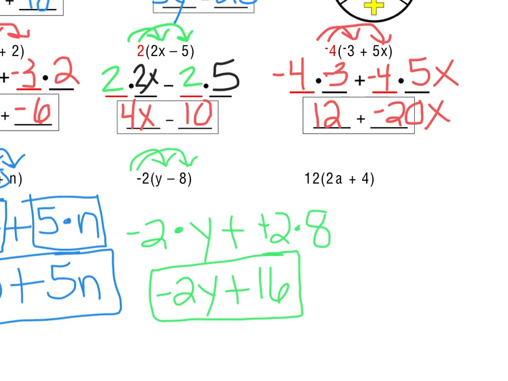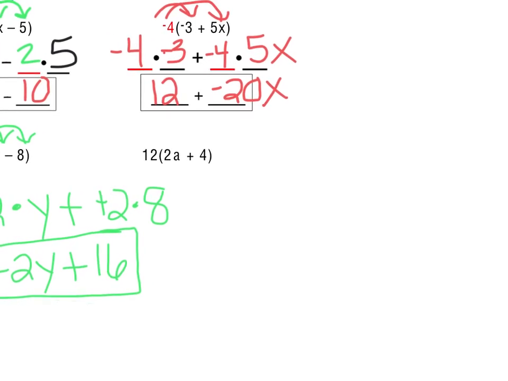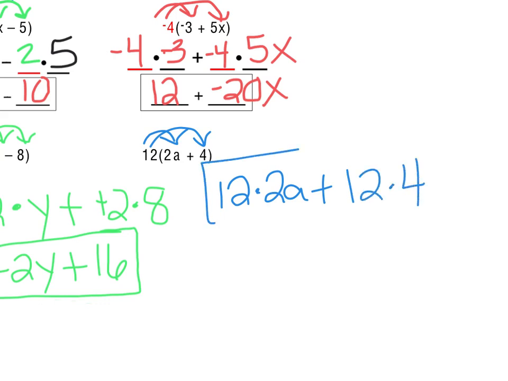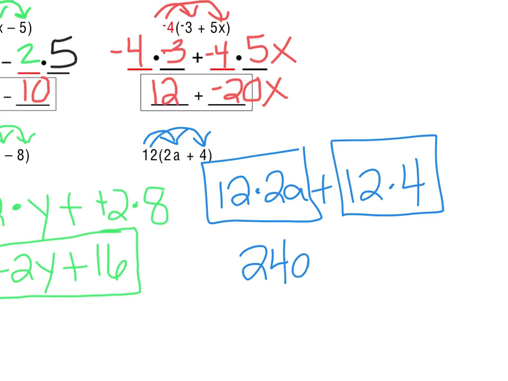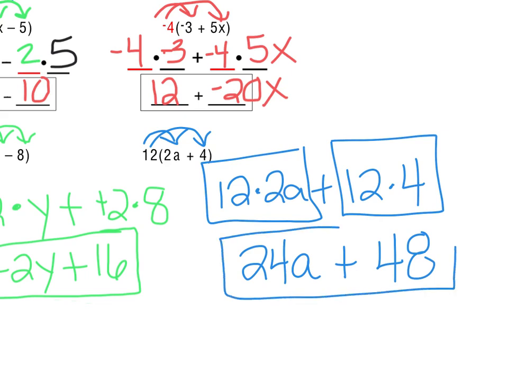All right, last one. Are we ready? All right. Remember, we're going to multiply the 12 with both the numbers on the inside. So we're going to have 12 times 2a plus, and then do 12 times 4. Okay, we're going to remember multiply before we add. 12 times 2a would be 24a, plus 12 times 4 would be 48. And now we are done since we cannot combine them anymore.